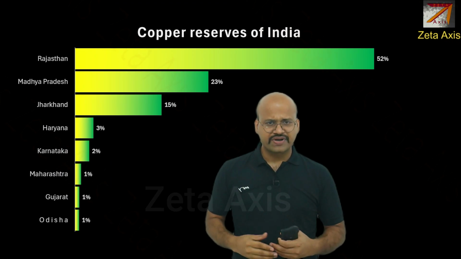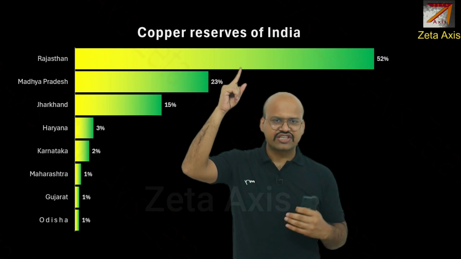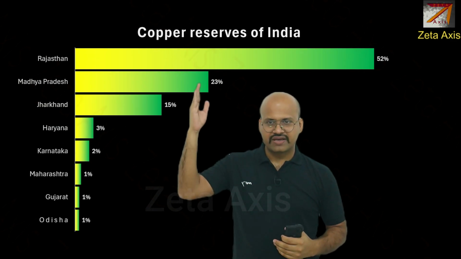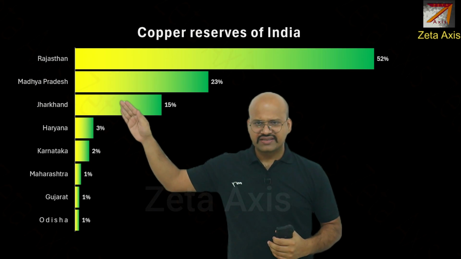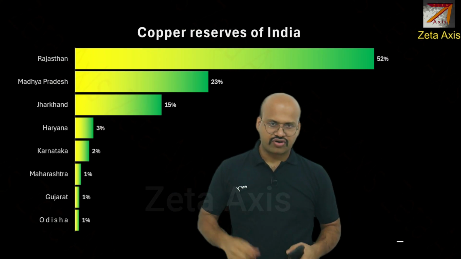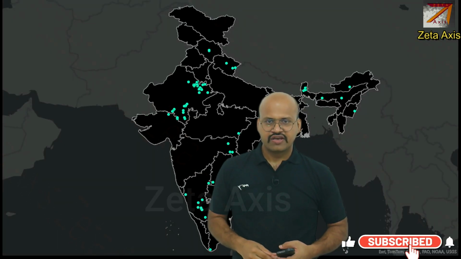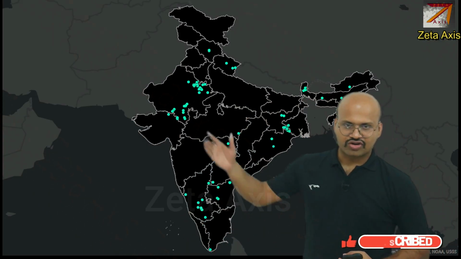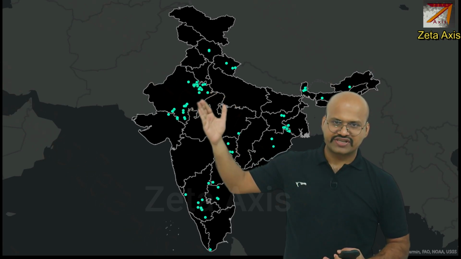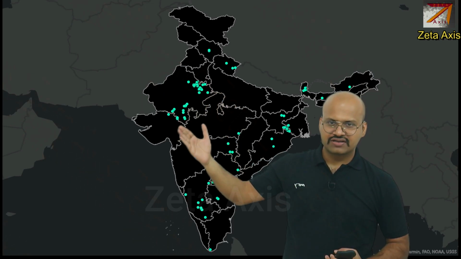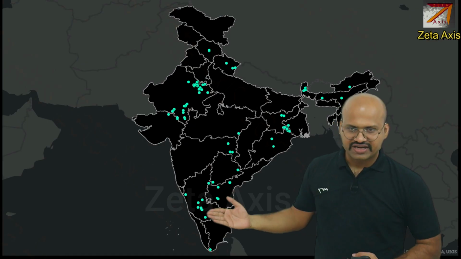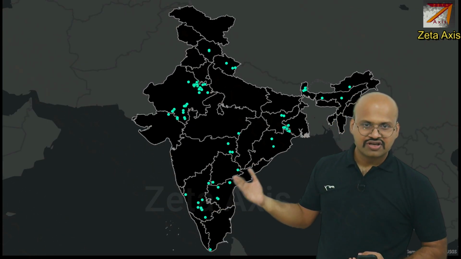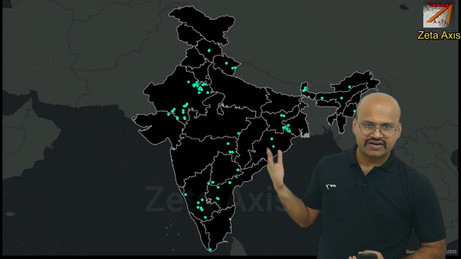Now if we see the copper reserves of India, Rajasthan has the highest copper reserves, as much as 52%. That is more than half, followed by Madhya Pradesh and Jharkhand, and then other states have slightly lesser amounts of copper. If we see the copper reserves across India, we can see that it is spread across Rajasthan. We have two major locations in Rajasthan, in the north and in the south. Then we have some in Karnataka, Maharashtra, Madhya Pradesh, Andhra Pradesh, West Bengal, Jharkhand, and Odisha.